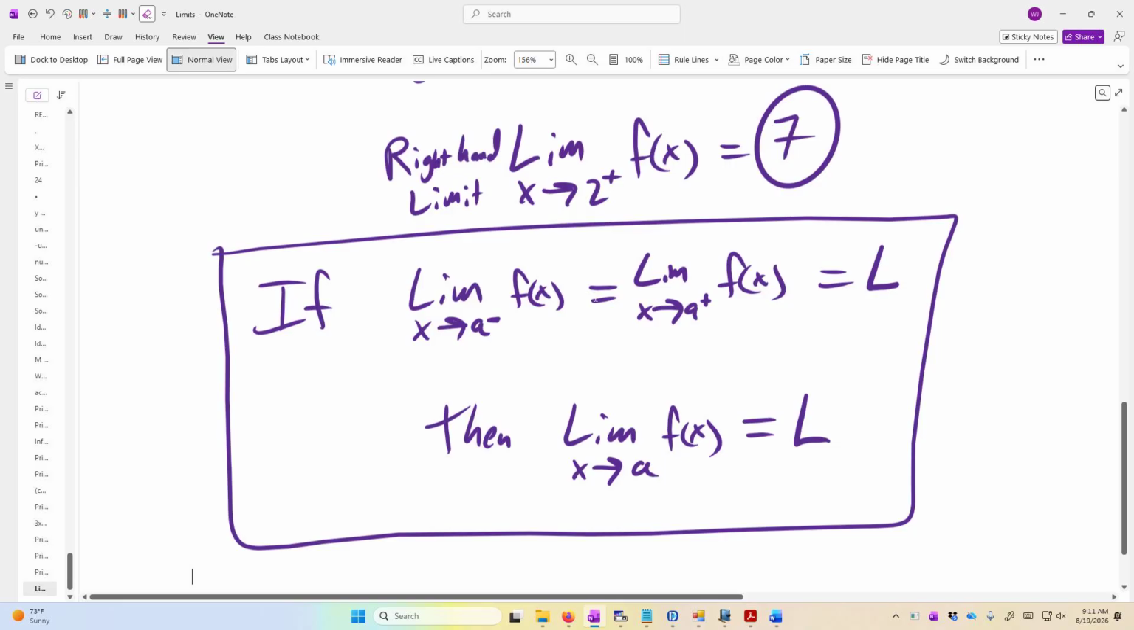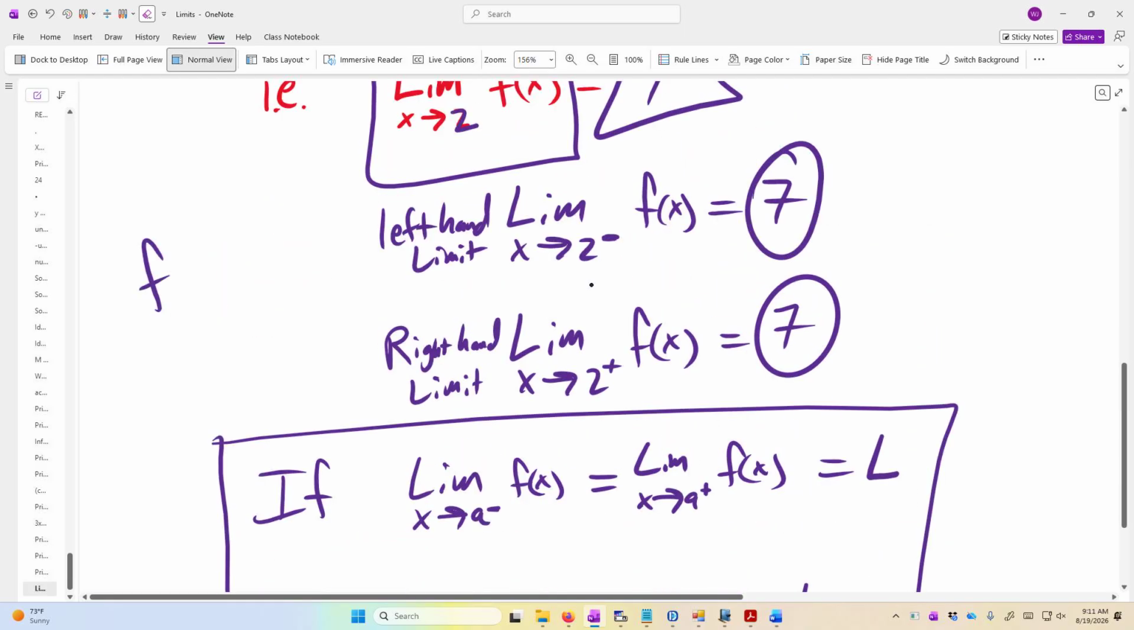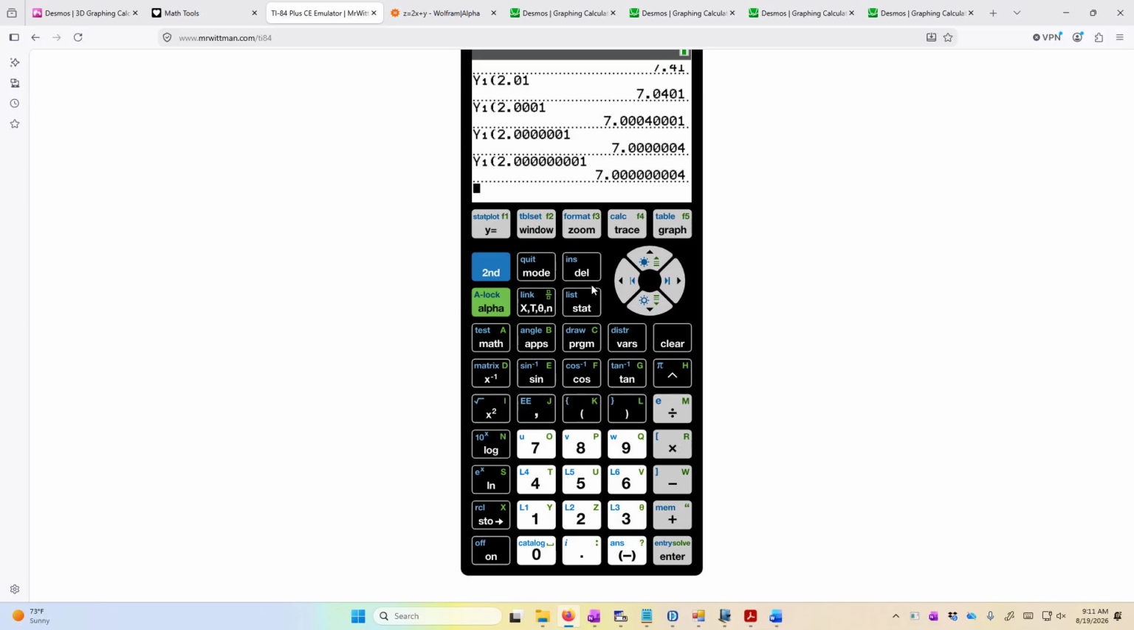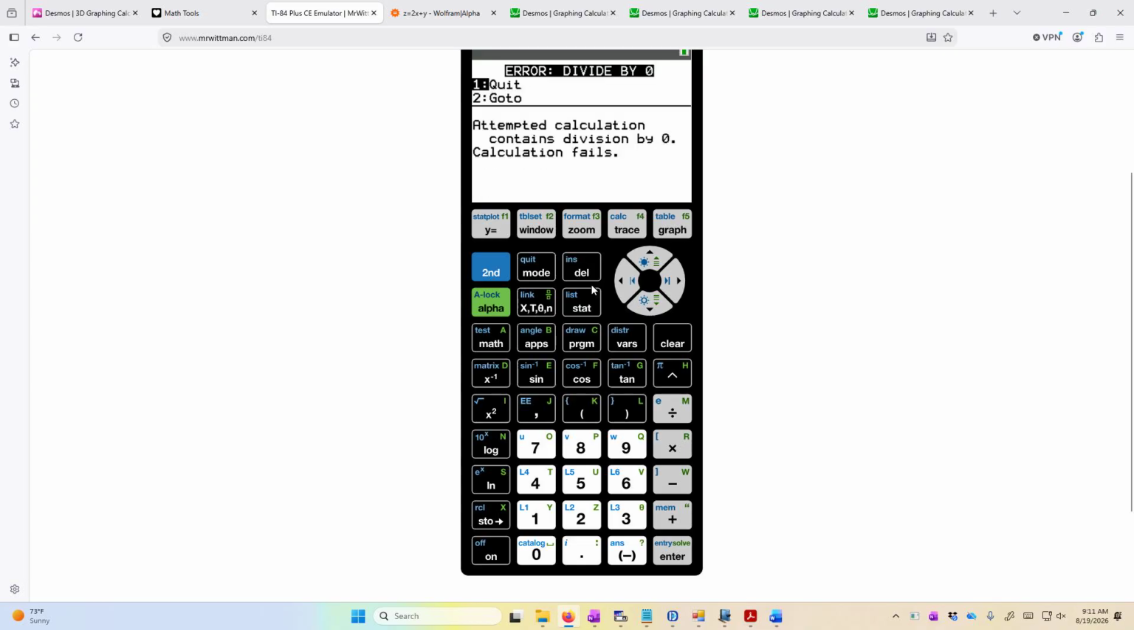And we don't care about what f of 2 actually is. When we find limits, we don't care what f of this value is. All we care about is what's happening from the left and from the right. In fact, what is f of 2 here? Doesn't even exist. So whatever the function is, it doesn't exist there. And that's okay. We don't care. We will care later, actually. It'll tell us whether the function's continuous or not.